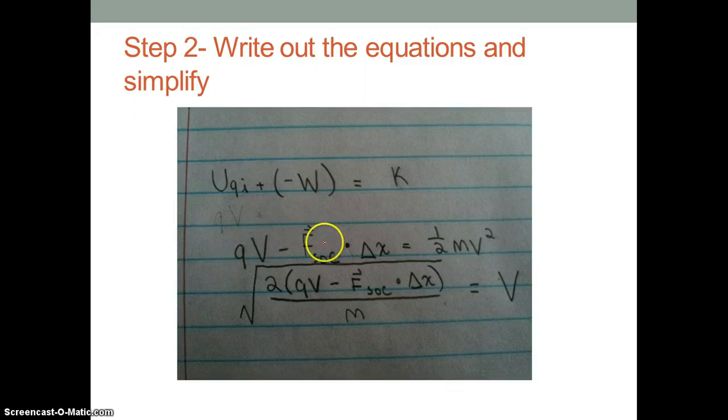Then the work done would be the force that the surface exerts on the cart times its displacement. And that would give you kinetic energy, which is 1/2 mv squared, as we know before. Then when you move everything over to the other side, you get velocity, lowercase v, equals the square root of 2 times the value of qV minus the force of the surface on the cart times its displacement, all over the mass of the cart.